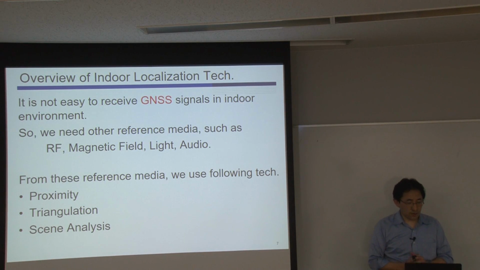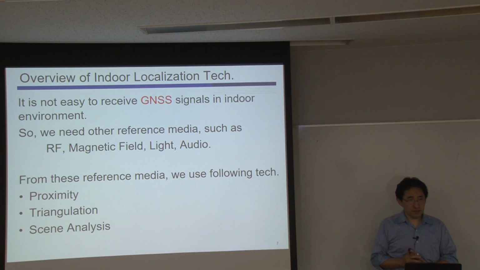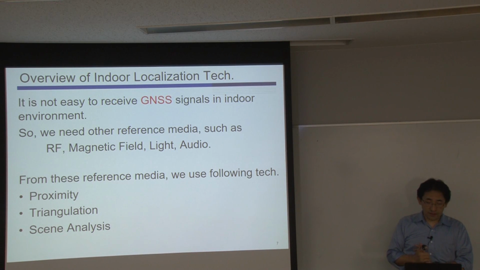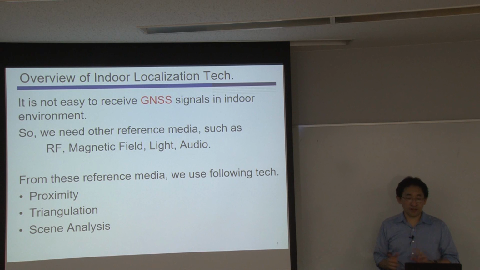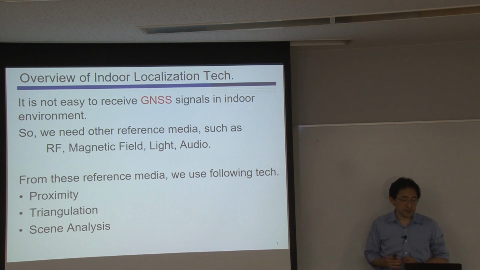Okay, so let's go to the localization technologies. For the outdoors, using GNSS, a global satellite system, it's easy to get the location using GPS or GLONASS or other kinds of satellites. However, if you are indoors, you can't get the satellite signals, so it is not easy to localize yourself. So we have to use different kinds of media, like radio frequency or magnetic field or light, audio, or other mediums. By using such media to localize ourselves, we use the following technologies called proximity, triangulation, or scene analysis.